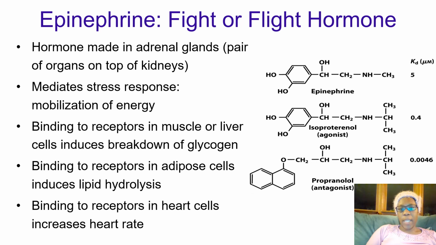We have another analog of epinephrine, propranolol. This is an antagonist, however. And an antagonist binds to the same receptor, but it doesn't elicit a response. So in that case, it's an inhibitor of epinephrine because it's binding in the same binding site. So if we look at the KD of this antagonist, it's even lower than epinephrine.